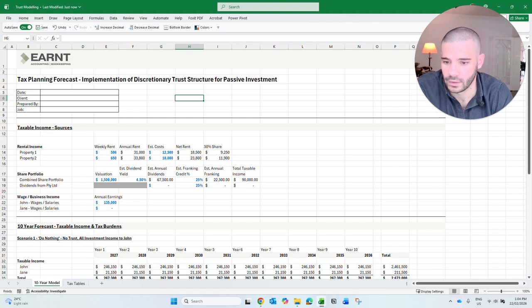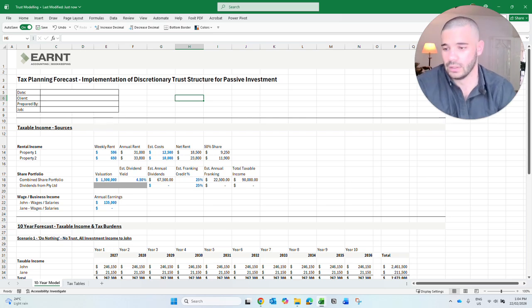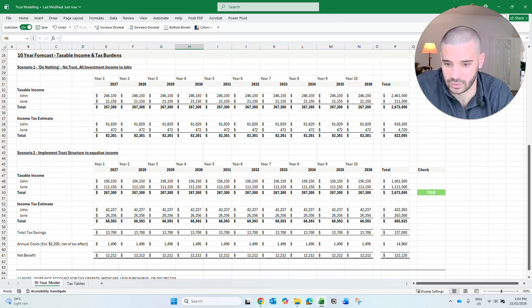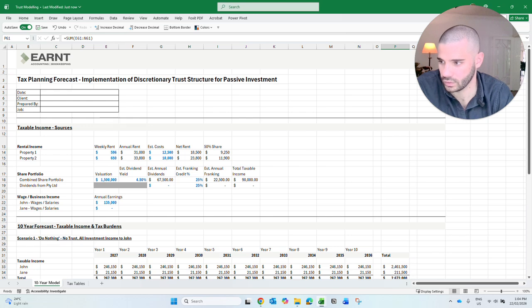Okay, so let's go through this, and this will be a bit of an instruction video on how to use this model, so that if I send you a copy, you'll be aware of how to use it, and also just demonstrate that there is considerable tax savings to be had in certain cases. So let's go through it.